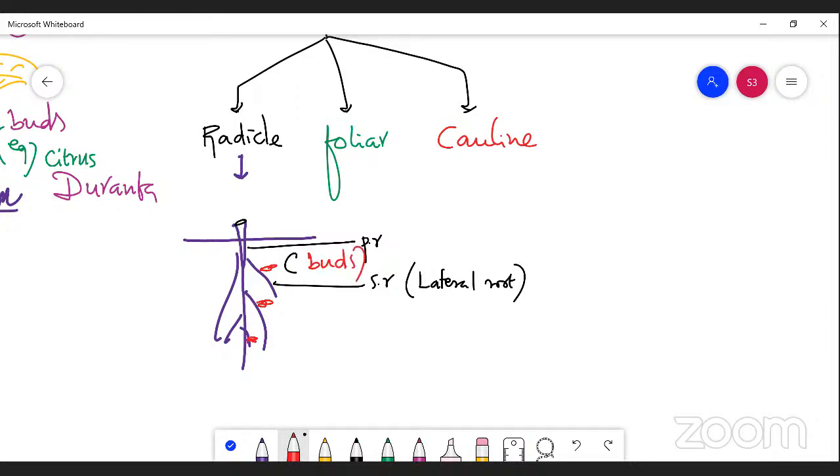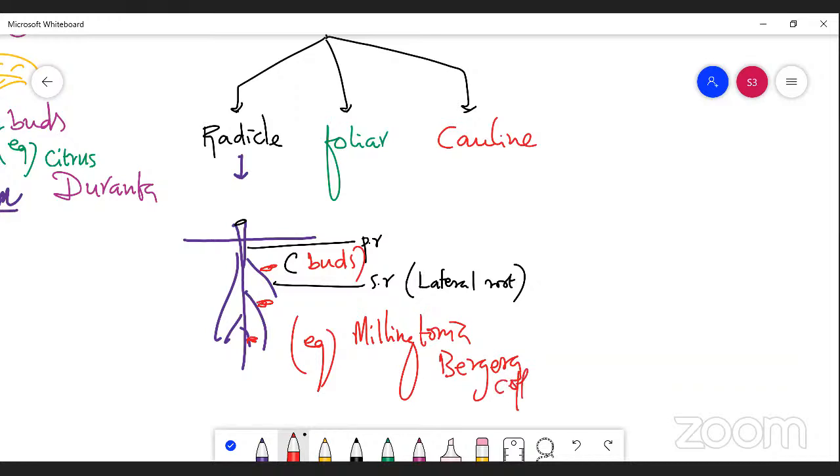Here buds may arise from the lateral growth of the root system, in the case of Millingtonia. I can say the best example is Millingtonia, and Bergera, and one more, Coffea arabica. So these are examples of radical buds.